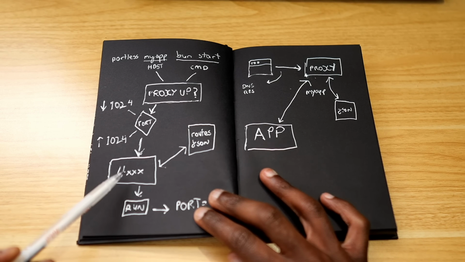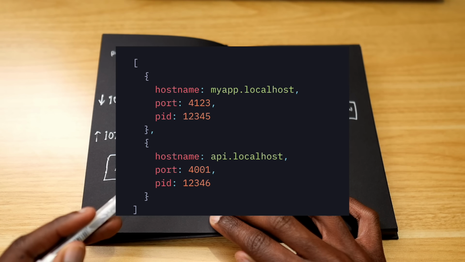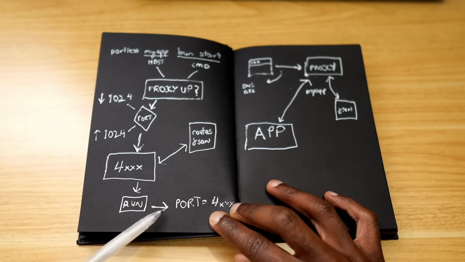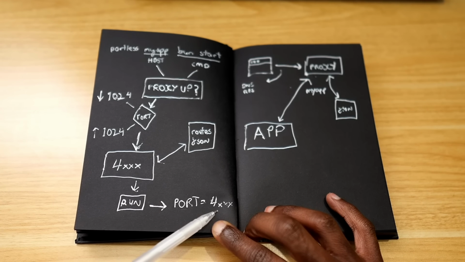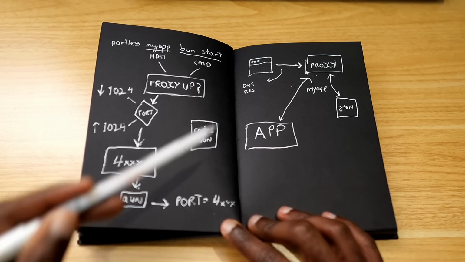Next, it finds a free port between the number 4000 and 4999. And this port is random to make the finding process faster, because if it were sequential, it would have to check all the ports one by one, which could take a long time if you have lots of processes running. Then after it finds a port, it adds the details to a routes.json file. Then it runs your command on that port and adds that port to the port environment variable, which is accessible to most JavaScript applications. Now let's focus on this bit.